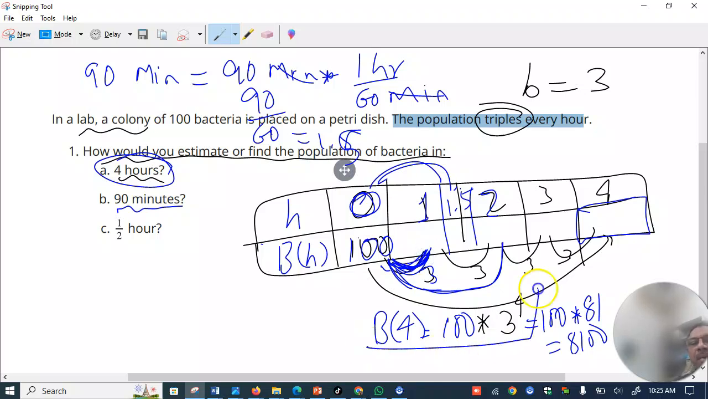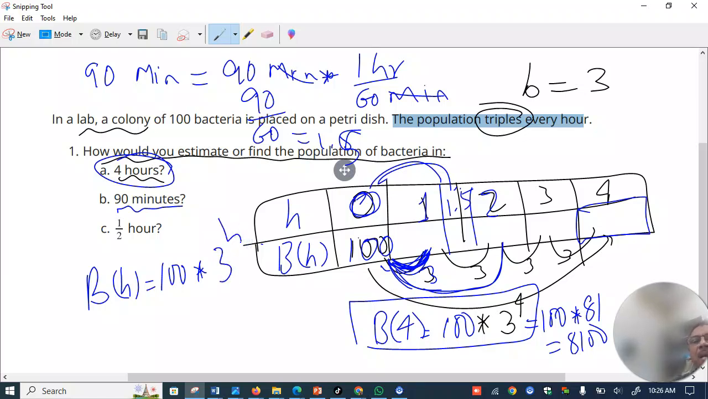So we have this equation we can use. B of h is 100 in the beginning, and the growth factor is 3, so 3 raised to h. Because h is 1.5, you can plug it in over here, and you write 3 raised to 1.5, and you get the answer. That's all there is to it.